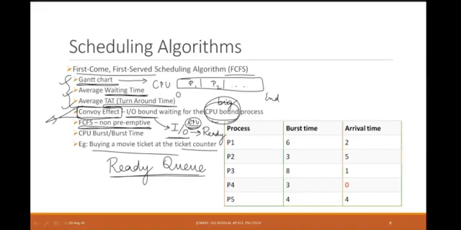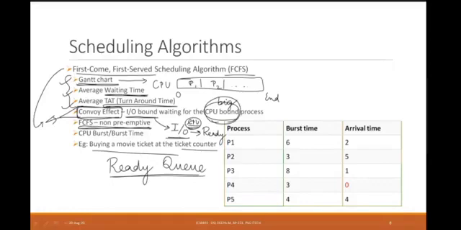So the processes which are IO bound are made to wait for a longer time in order to get the CPU. That is called the convoy effect. Even though they have very little time to spend in the CPU, they are made to wait for a longer time. So that is called the convoy effect. One major drawback of this FCFS is your convoy effect.